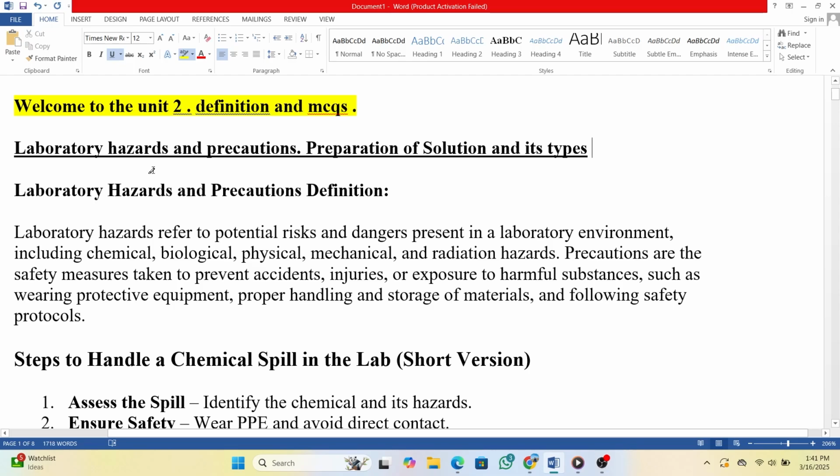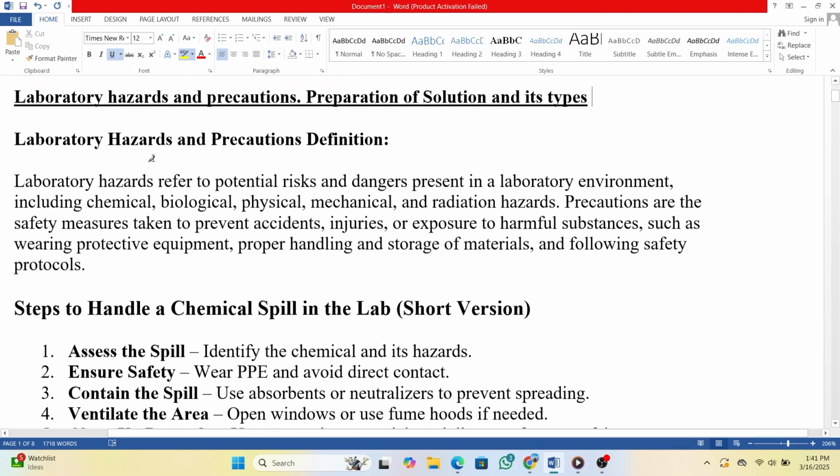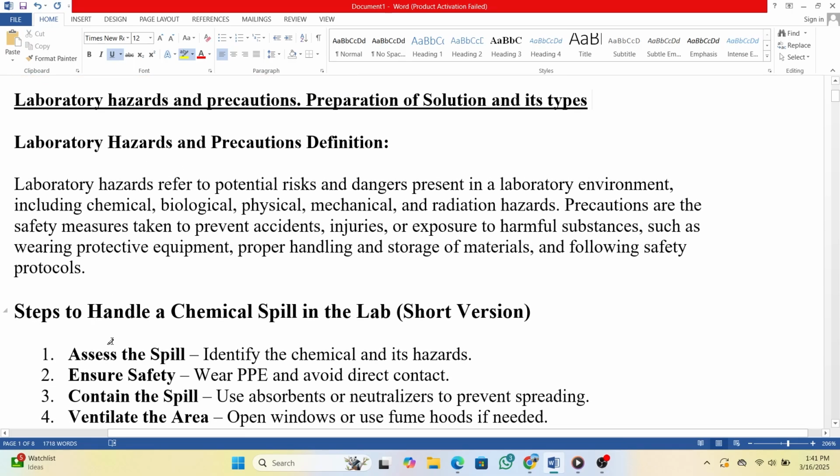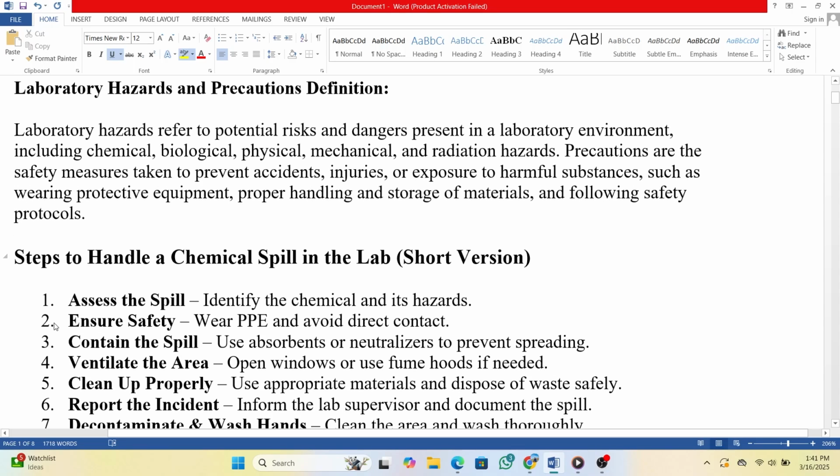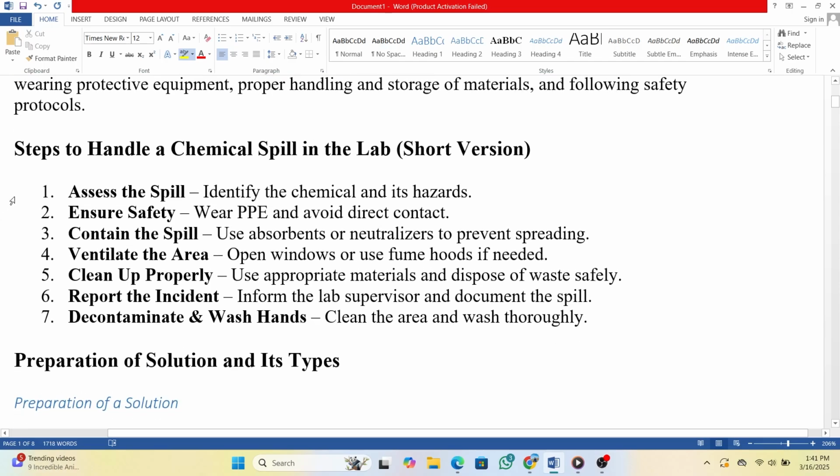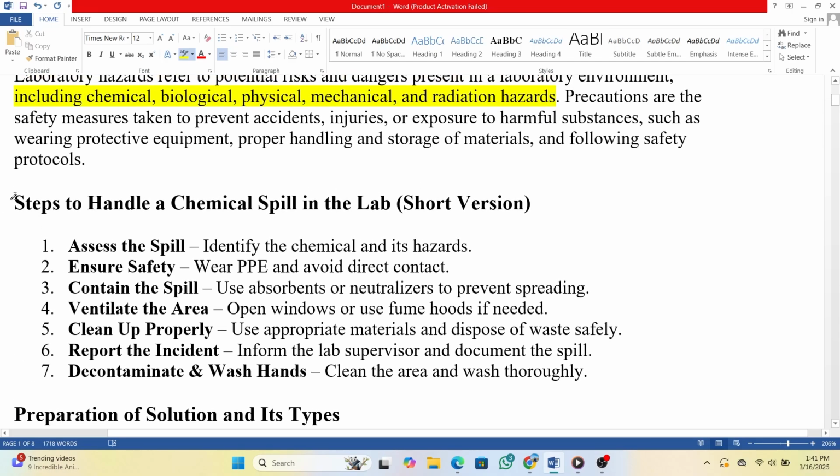Laboratory hazards refer to potential risks and dangers present in a laboratory environment, including chemical, biological, physical, mechanical, and radiation hazards. Precautions are the safety measures taken to prevent accidents, injuries, or exposure to harmful substances, such as wearing protective equipment, proper handling and storage of materials, and following safety protocols.